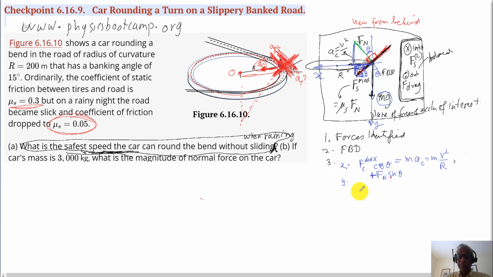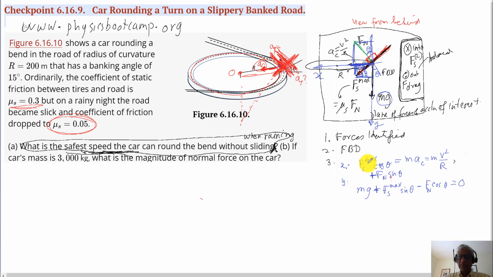this will be mg, which is positive y is down for me, and so Fs will have positive, plus Fs max sine theta, and Fn will be negative, minus Fn cosine theta. And because there's acceleration along the x-axis, there's nothing along the y-axis, no acceleration component on the y-axis, this all should be equal to 0. So this should be enough.